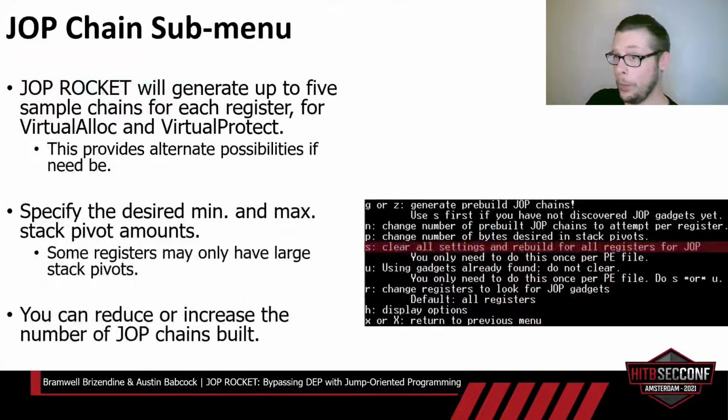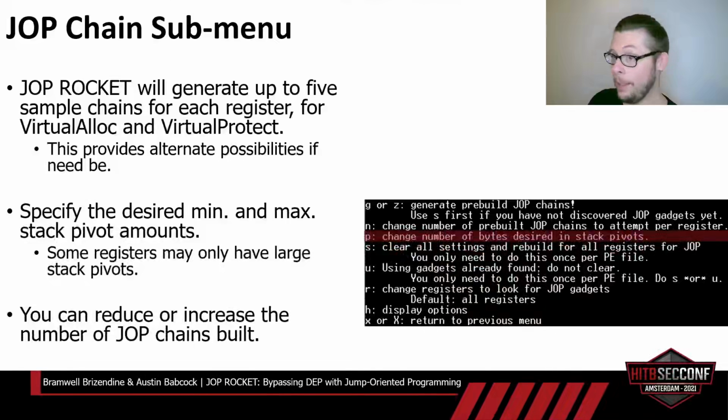Now, what JopRocket will do is for each functional gadget and register, it'll try to find 5 different unique chains. So if for some reason one doesn't work, okay, then we have some other possibilities that we can consider. So check it out. We go to the JOP chain submenu. The first thing you want to do is hit S, and that'll do the scanning for the JOP gadgets and also ROP gadgets too to set it up with POP. We can specify the desired stack pivot amount.